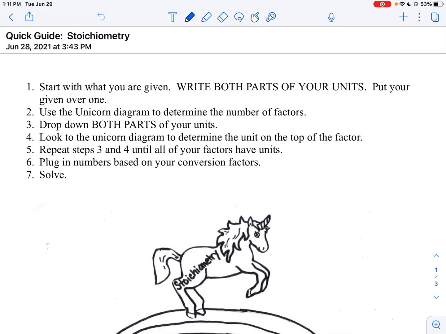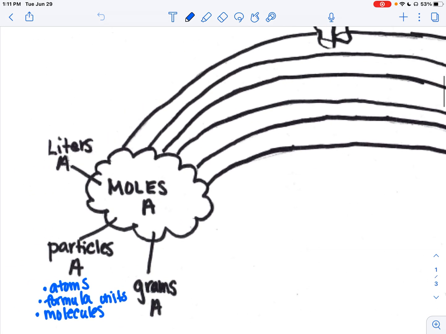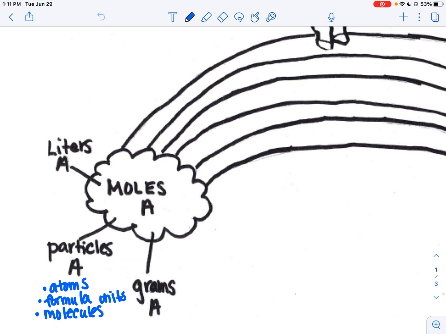Step number 2, use the unicorn diagram to determine the number of factors. So here's the unicorn diagram. We just need this side of it for composition stoichiometry. Once we get to reaction stoich, we'll use the other side as well. So for right now, just use this side and you can ignore the A. I'll explain what that is when we get to the reaction stoich stuff. So for right now, ignore the A.